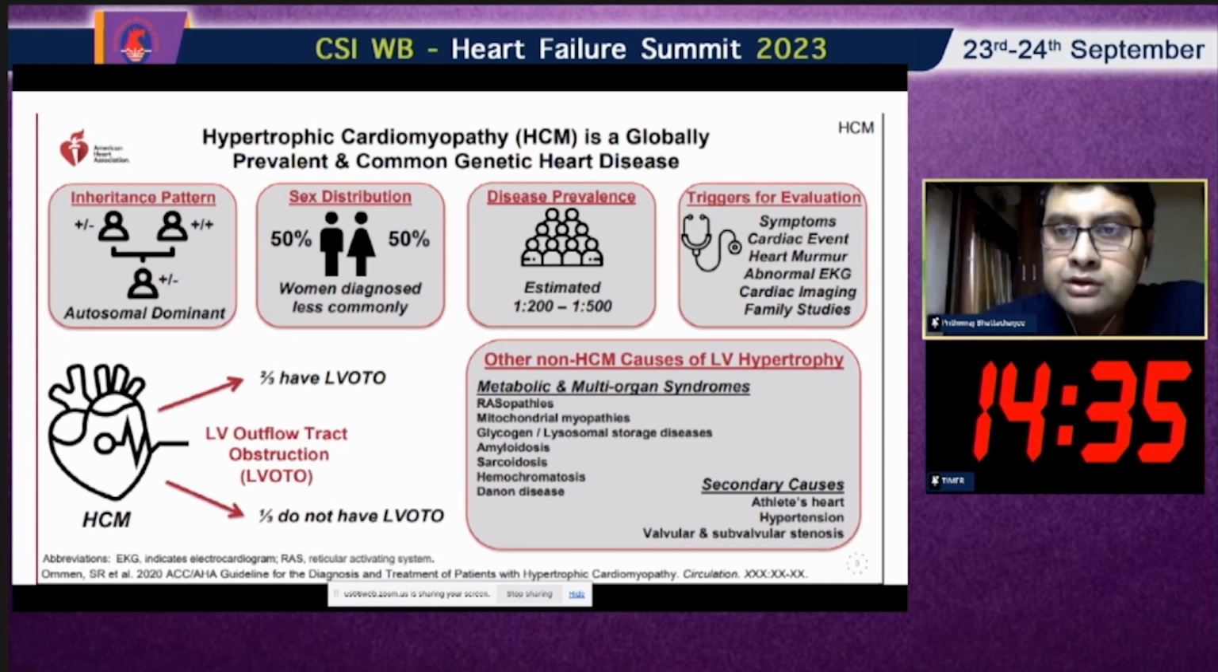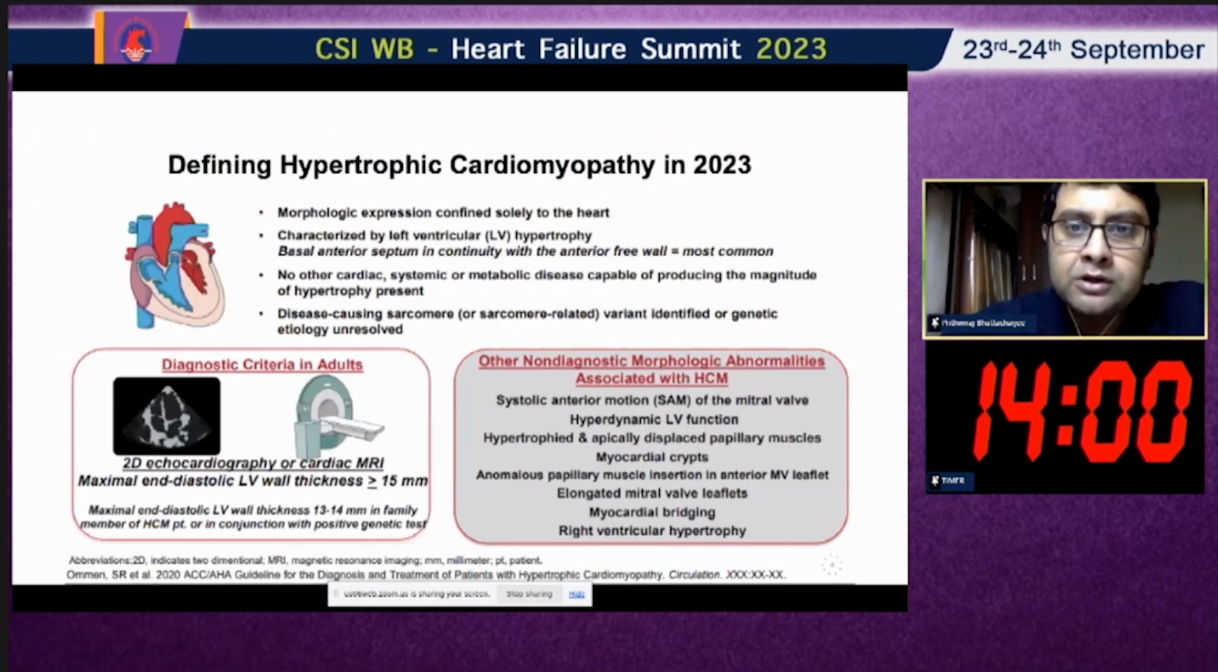Usual triggers for evaluation include symptoms, cardiac events, heart murmur, abnormal electrocardiogram, cardiac imaging, and family studies. Almost 2/3 of HCM patients have LV outflow tract obstruction, and 1/3 don't have any LV outflow tract obstruction. There are some other non-HCM causes of LV hypertrophy, which we should know and be able to differentiate from the disease.